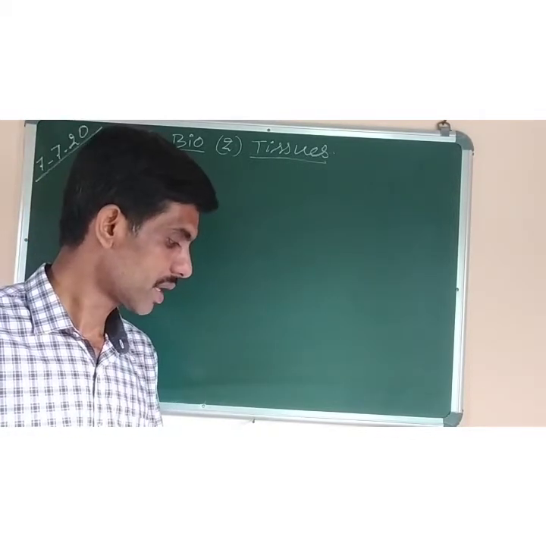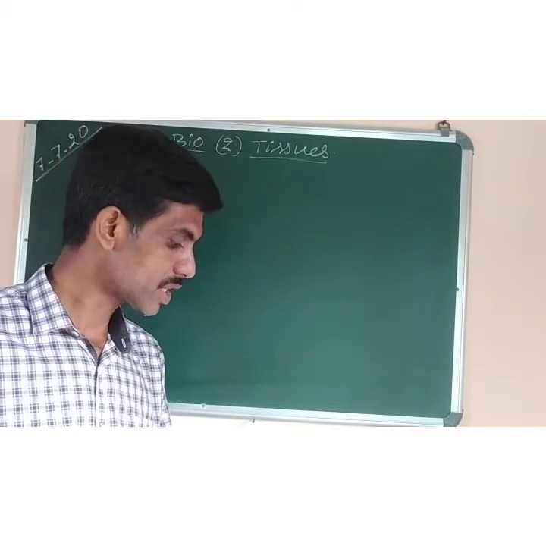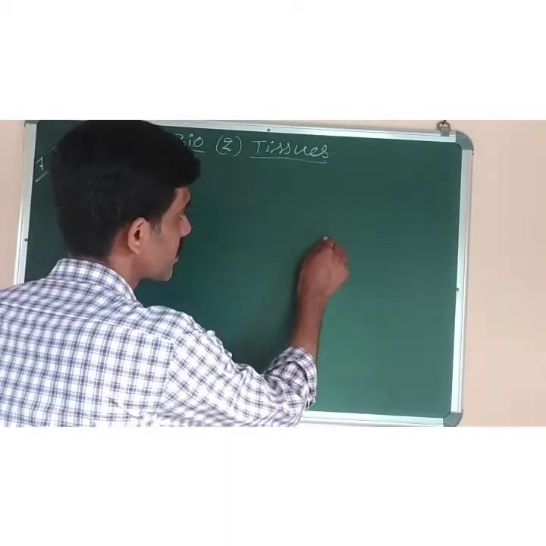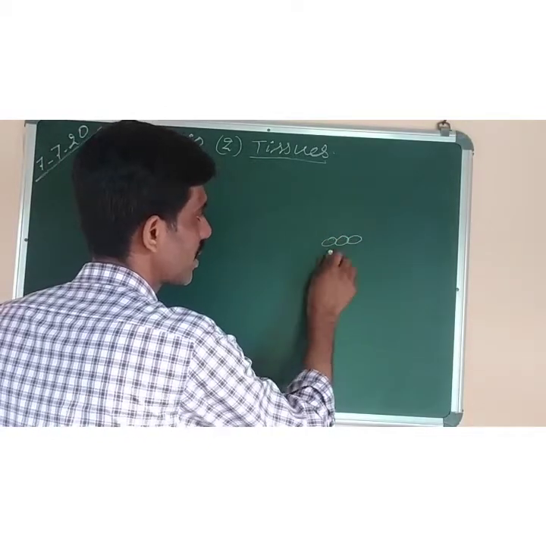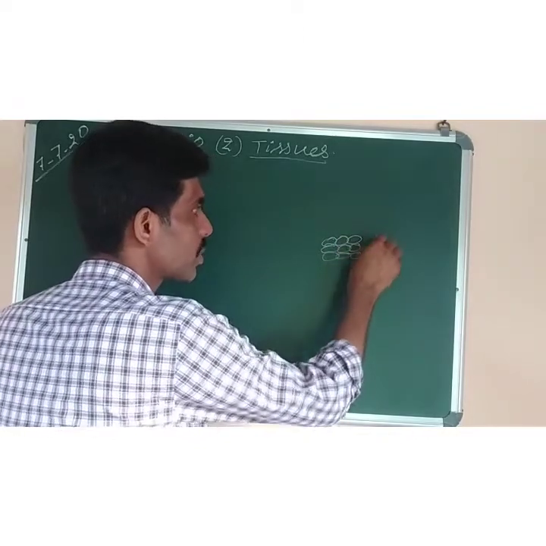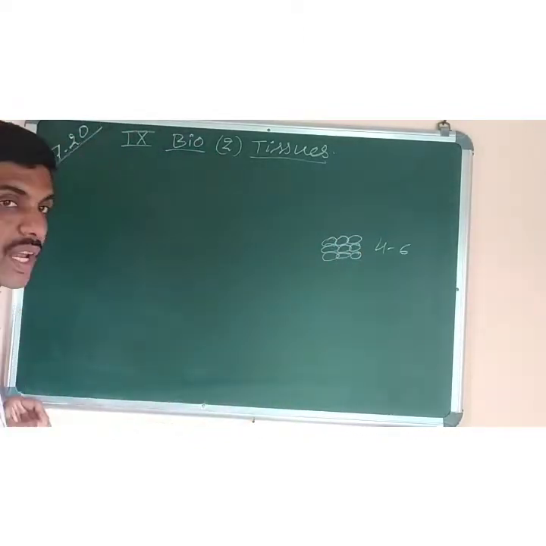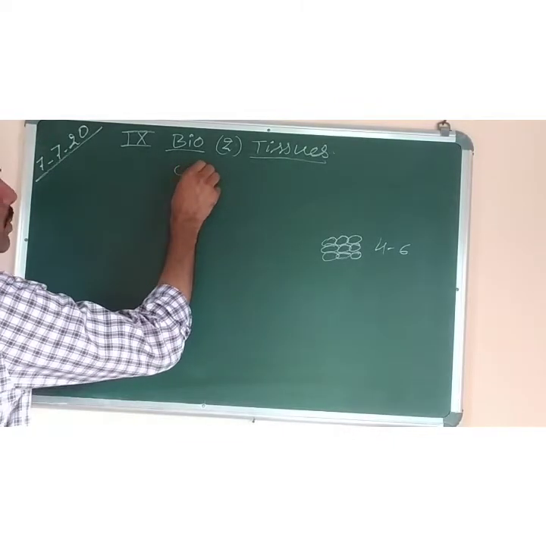Now, the first one, that is transitional epithelial tissue, is the one which is made up of 4 to 6 layers of cells. Layers of cells like this is one layer of cell, 2 layers, 3 layers. So like this, 4 to 6 layers of cells are present in which one? In the transitional epithelium. Okay, so compound epithelium we are doing.